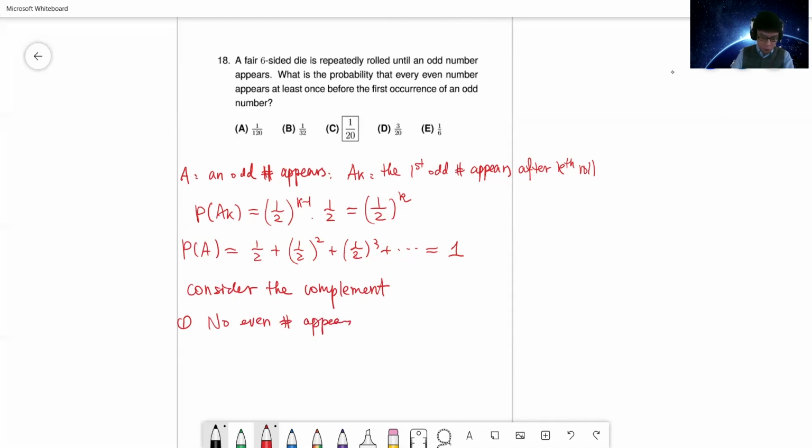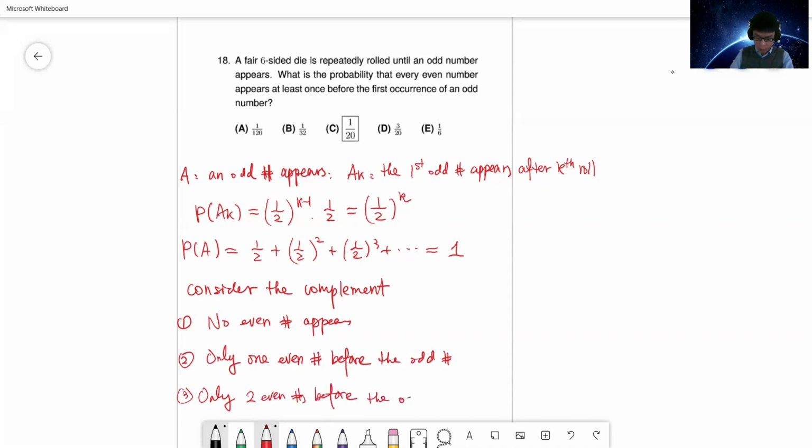Case 1: no even number appears before the odd number. Case 2: there's only 1 even number before the odd number. And case 3: we have only 2 even numbers before the odd number. Those 3 cases are the complement event. We can calculate each probability.